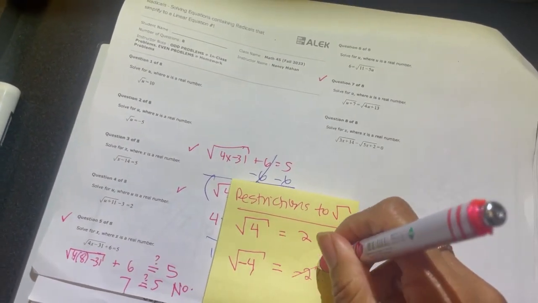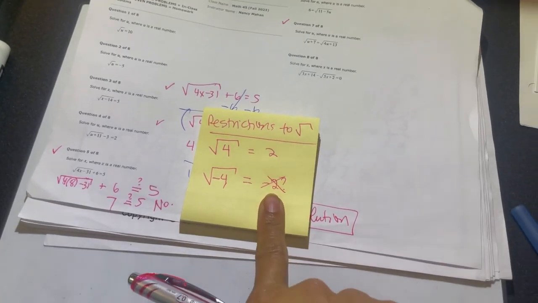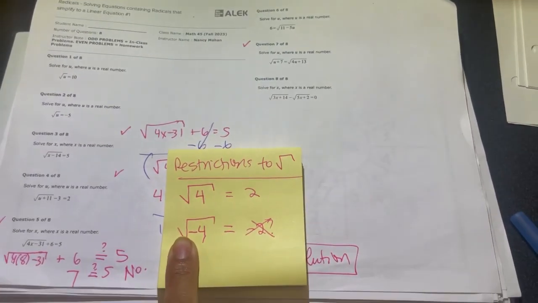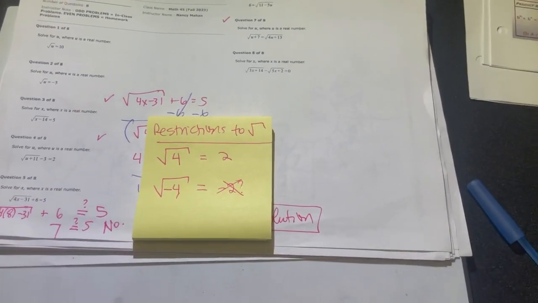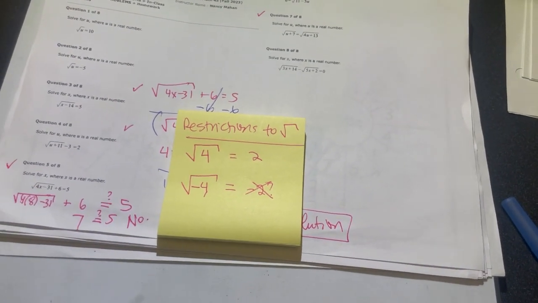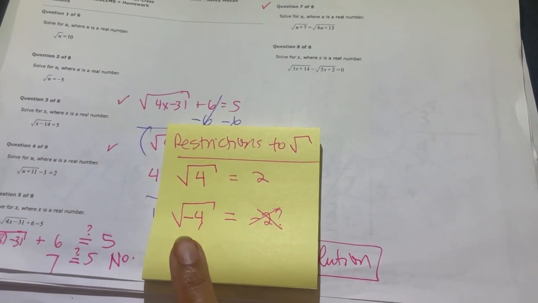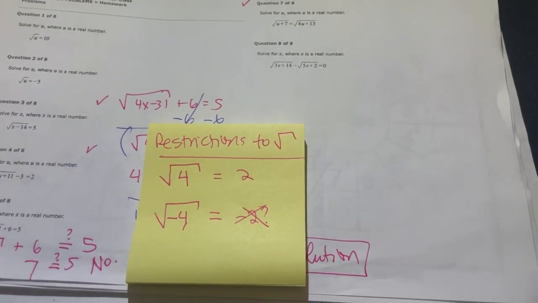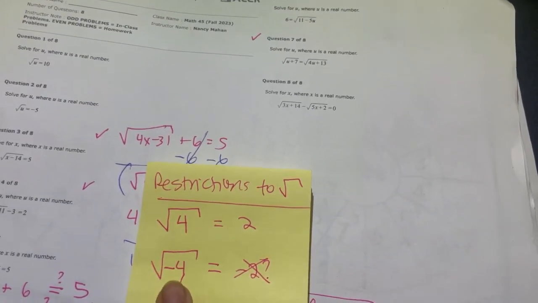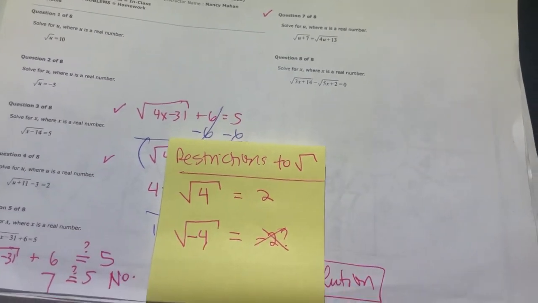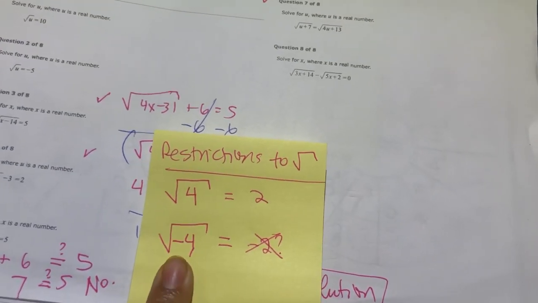So there are no such answers where, if you have a negative inside your radical, you'll have a solution, or at least not a real solution. You'll have an imaginary solution, which I keep foreshadowing that we'll get into. But right now, since we're dealing with the real numbers, there's no number that'll work there. So whenever you're dealing with radicals, there are restrictions to it, meaning you can't have a negative inside a radical.